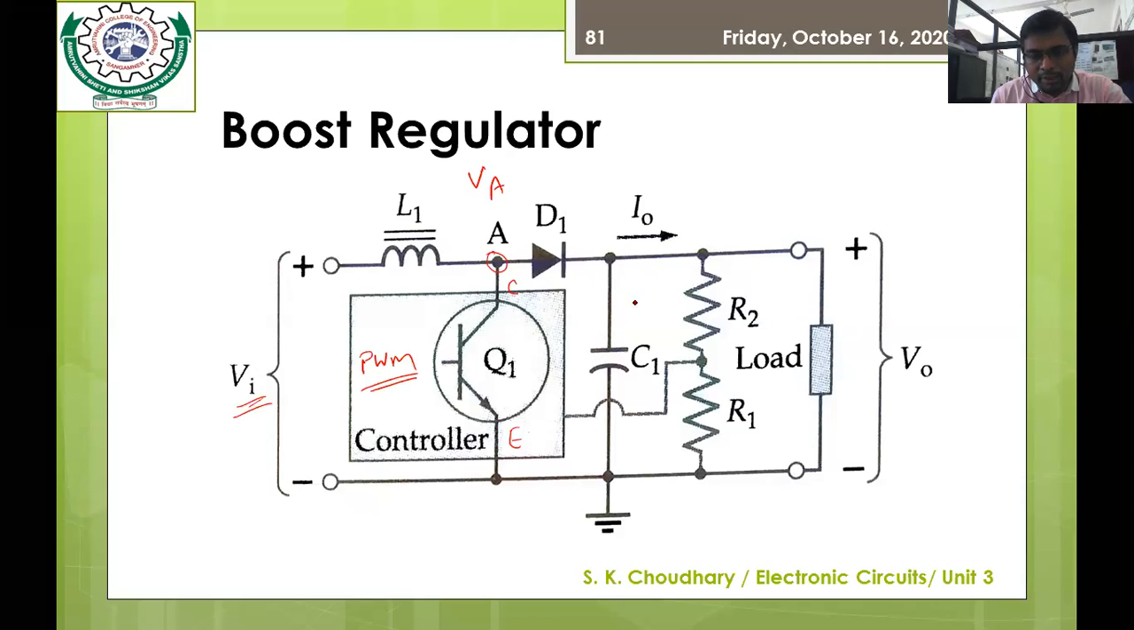Now the other part of the circuit is the capacitor C1, connected across the load as usual, and R1 and R2 form a network that provides a feedback path to the controller circuit, as per the basic circuitry of the SMPS. The output current flowing through the load is I0, and the voltage across the load is V0. So this is the basic arrangement of the boost regulator or step up regulator.